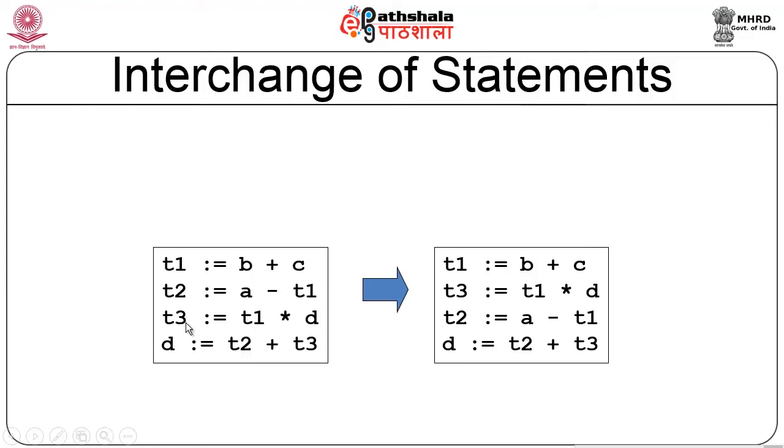Between these two statements, the value of T1 is not going to change. So, what I can do is compute T1 into D first, because after this computation, T1 will be in a register. When T1 is in a register, I can reuse the register directly here to compute T1 into D first, and then use the register content itself to do A minus T1.